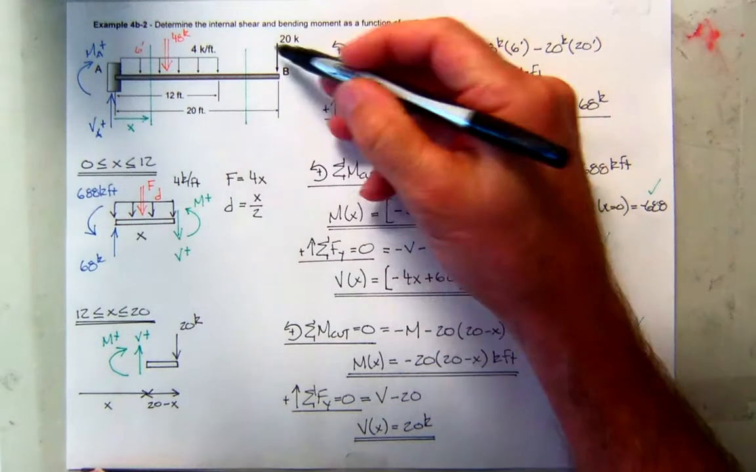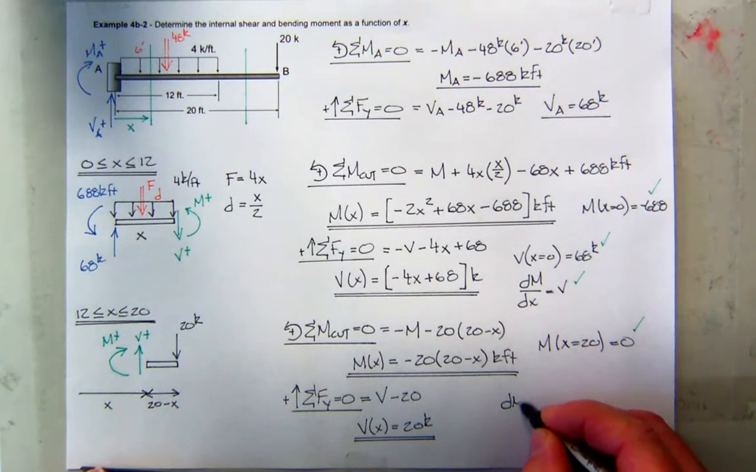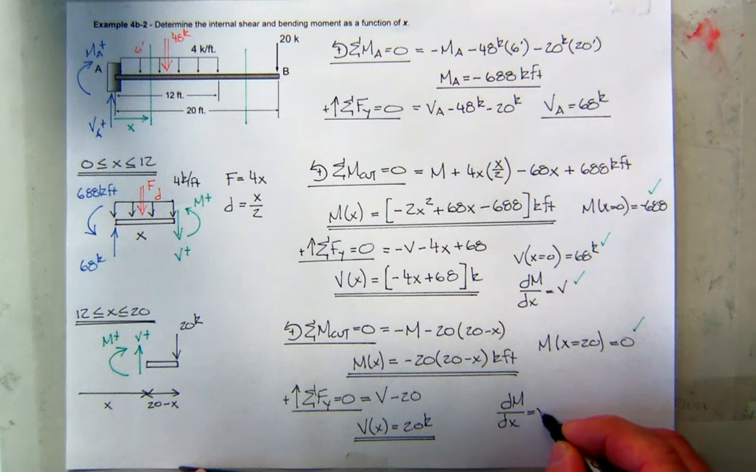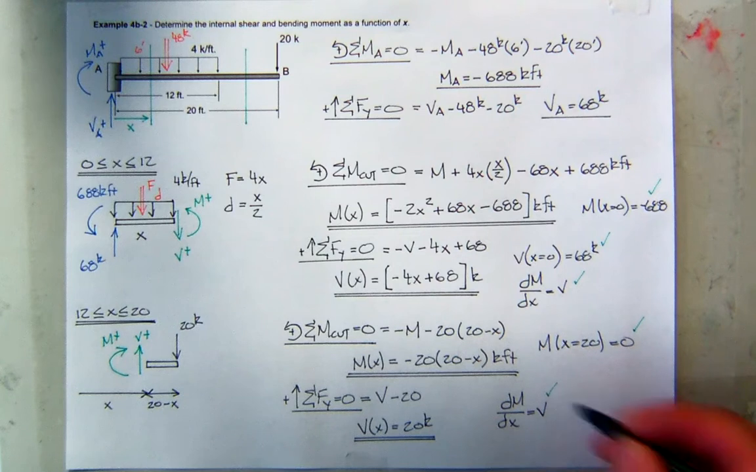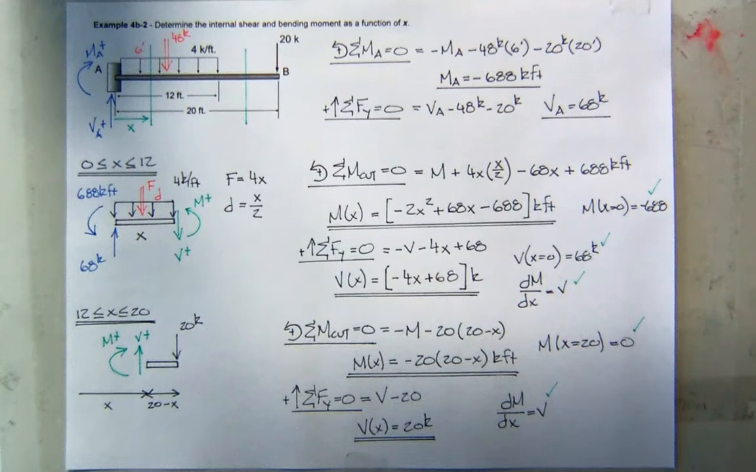I'm going to have to talk to you about how to know what the shear is right there. But for right now, we can check to see if the derivative of the moment is equal to the shear. And is it? It is. So that's one good thing. Now, how do I know what the shear is at that free end? It's equal to the point load coming down.